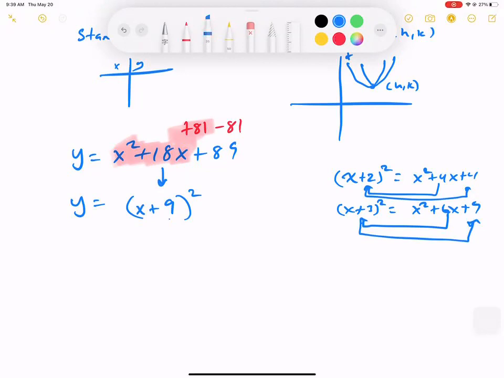We have our leftovers here. We're going to combine those downward. Negative 81 plus 89 is positive 8. Oh, sorry, positive 8 is correct.